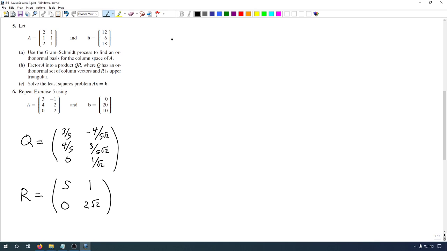Let's actually do that. So what do we need to do? Well, all we need to do is take Q transpose times B. So let's write that out. Our first row is 3/5, 4/5, 0. Then we have negative 4 over 5 square root 2, 3 over 5 square root 2, and 1 over square root 2. And that's going to be multiplied by 0, 20, 10.